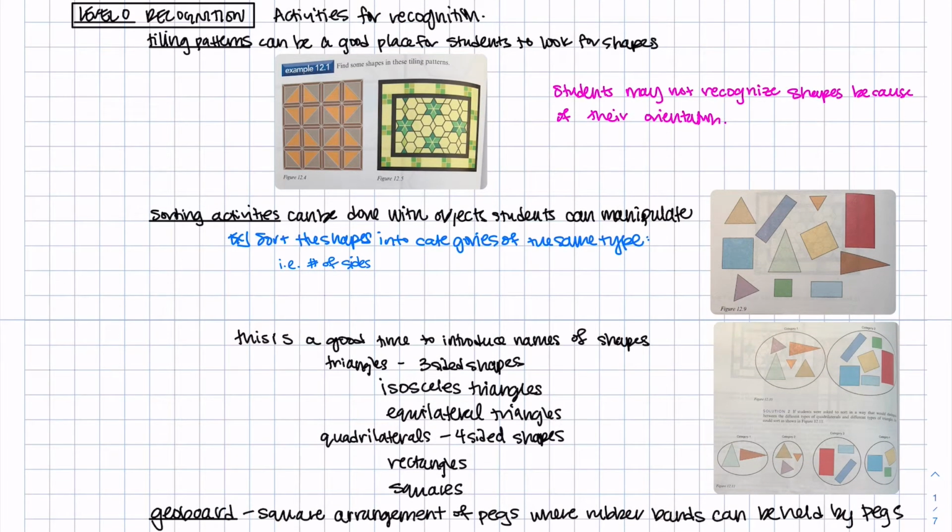Okay, so revisiting the Van Hiele geometry levels, we're going to first look at level 0, recognition. There are a bunch of activities that they mention that you can use to help the children develop the ability to recognize different shapes. The first one that they talk about is looking at tiling patterns.